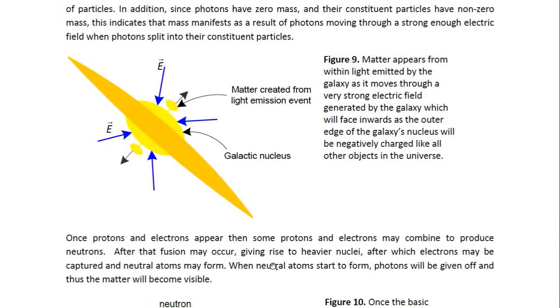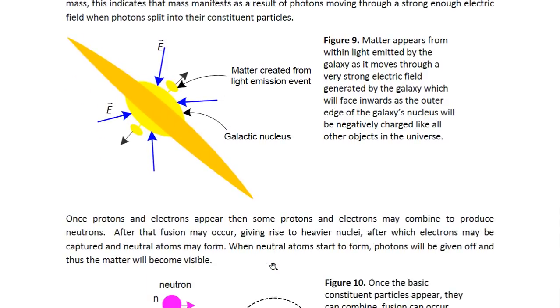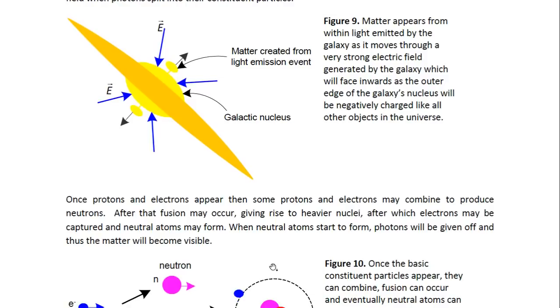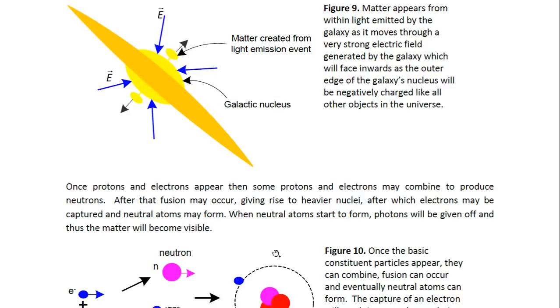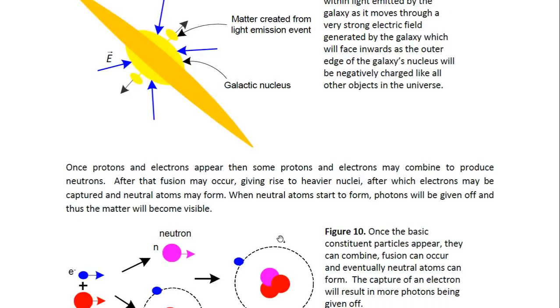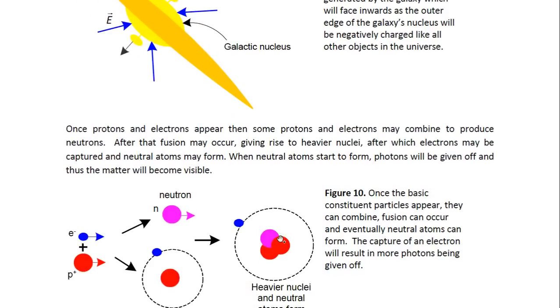Once protons and electrons appear, then some protons and electrons may combine to produce neutrons. After that, fusion may occur, giving rise to heavier nuclei, after which electrons may be captured and neutral atoms may form. When neutral atoms start to form, photons will be given off, and thus the matter will become visible.